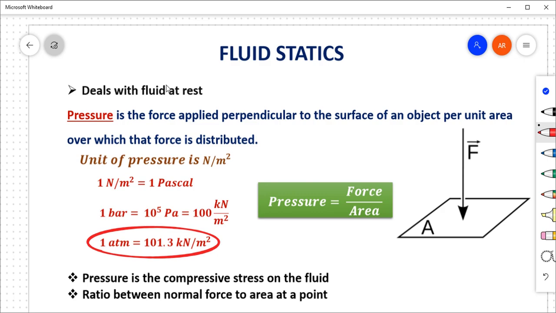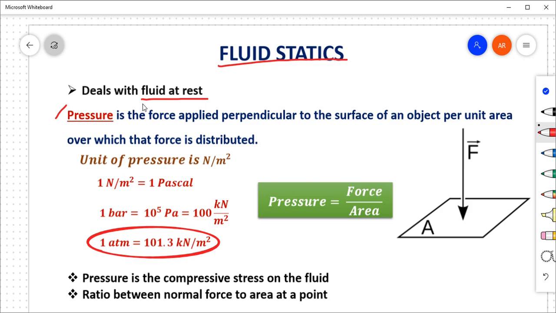Dear students, in this lecture, we will focus on a very important fluid property, that is fluid pressure. Before discussing fluid pressure, we will see what we mean by fluid statics. Fluid statics mainly deals with fluids at rest. So when we talk about fluid pressure, it is the pressure exerted by fluid at rest.